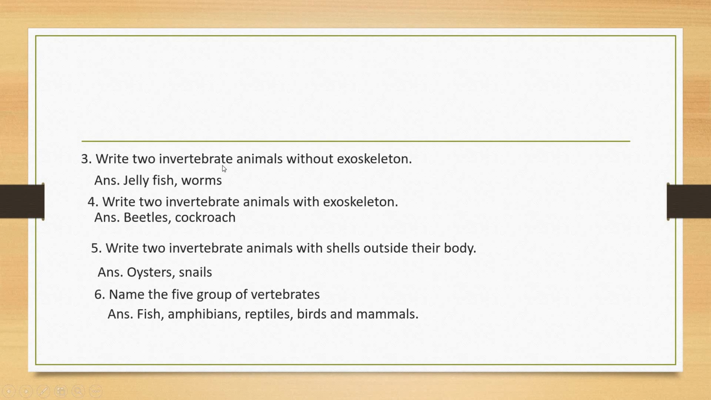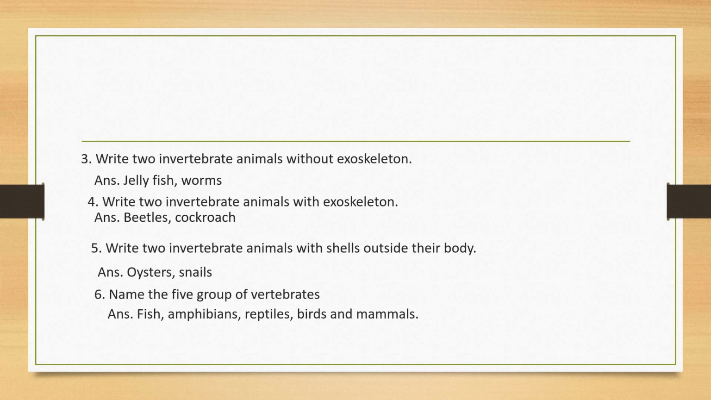Write 2 invertebrate animals without exoskeleton. We learned that jellyfish and worms have no exoskeleton. They are just like flesh, like a blob. So write 2 invertebrate animals without exoskeleton: jellyfish, worms.